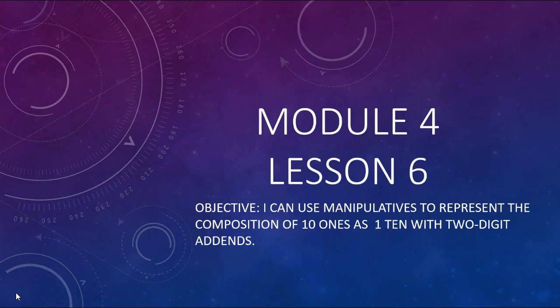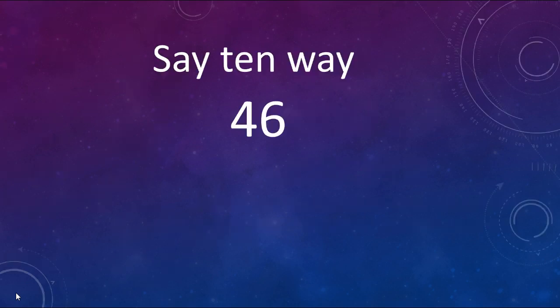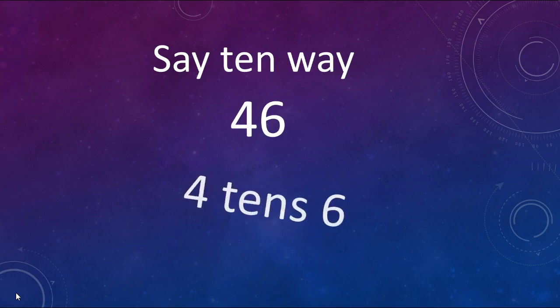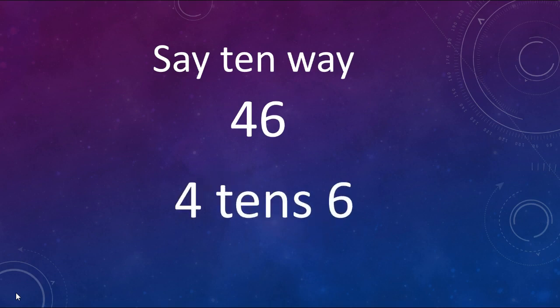Hello, second grade. This is Module 4, Lesson 6, and our objective today is I can use manipulatives to represent the composition of 10 ones as 1 ten within 2-digit addends. So we are going to practice the say ten way. For example, if I say 46, you are going to say 4 tens 6.